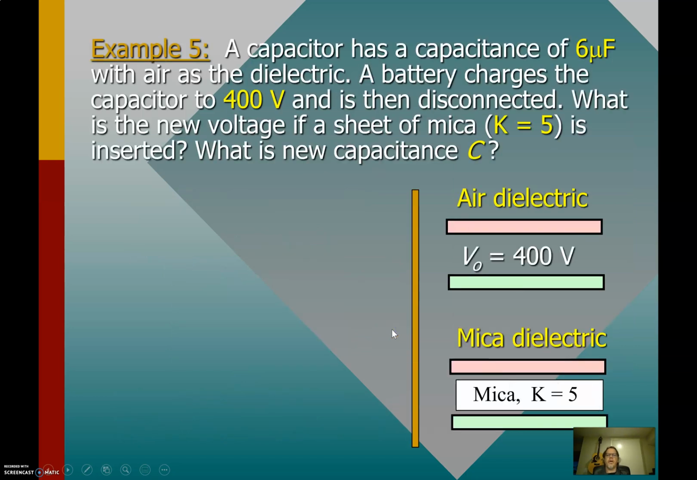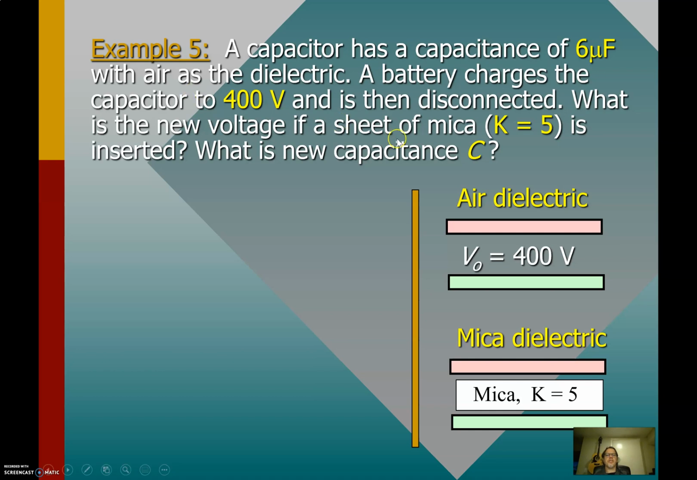Alrighty, so finally, a capacitor has a capacitance of 6 microfarads in the air with the dielectric. The battery charges it to 400 volts and is disconnected. What is the new voltage if the sheet is inserted? What is the new capacitance? Okay, so now it's an air dielectric. You've got a 400 volt difference between the plates, and the capacitor is 6 microfarads in the air.